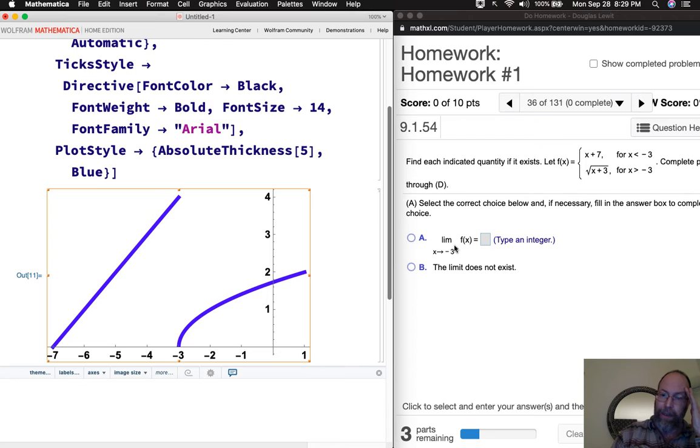Okay, so what is the limit as x goes to negative 3 from the right side?